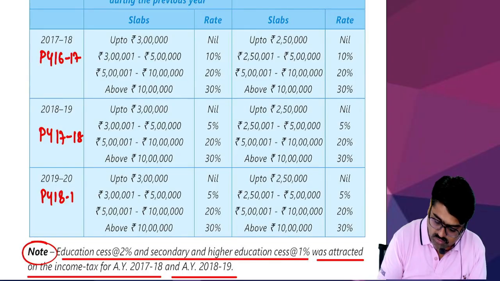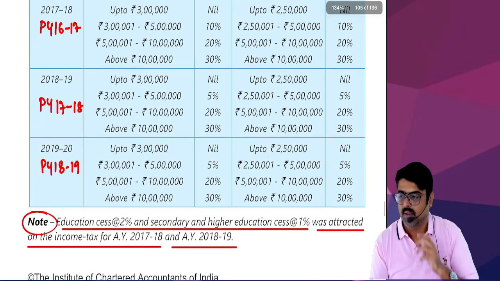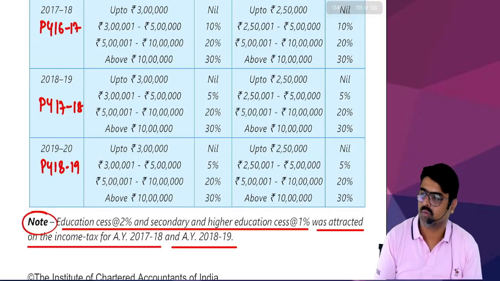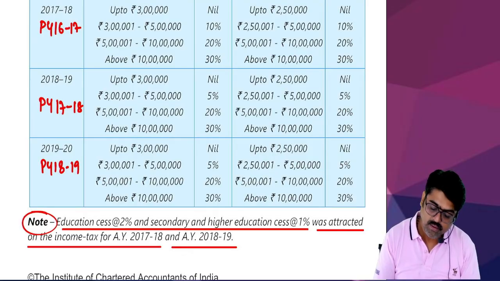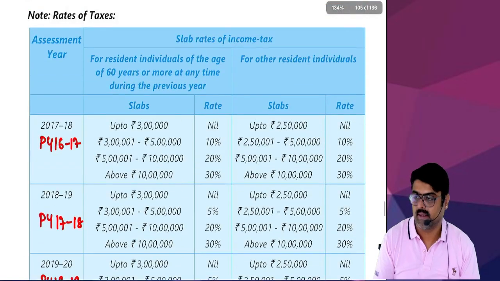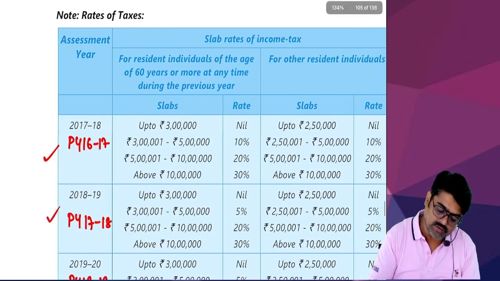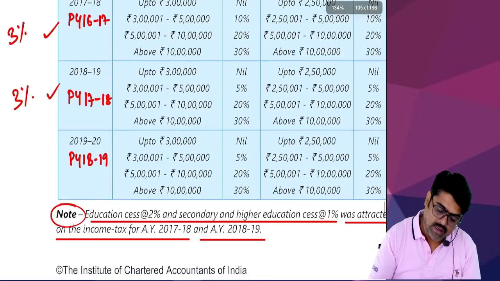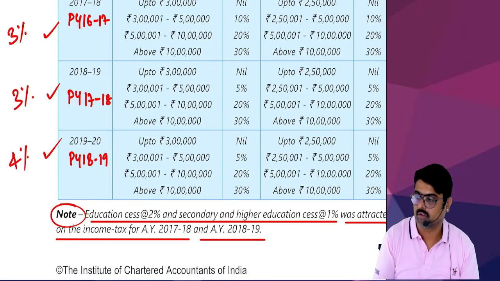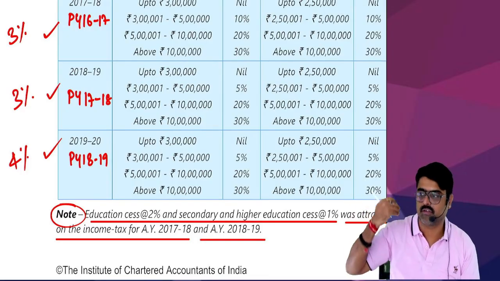One more note is given. The note says that education cess 2% and secondary and higher education cess 1% was attracted on the income tax for the assessment years 17-18 and 18-19. Meaning for these 2 years, the cess is 3% only. And for assessment year 19-20, the cess is 4%. From this year, the cess has changed to 4%.